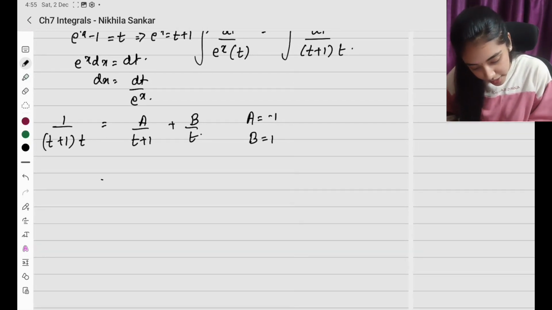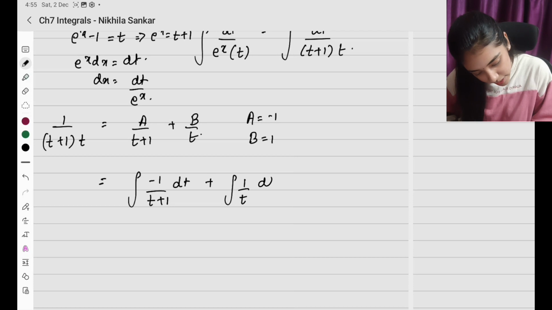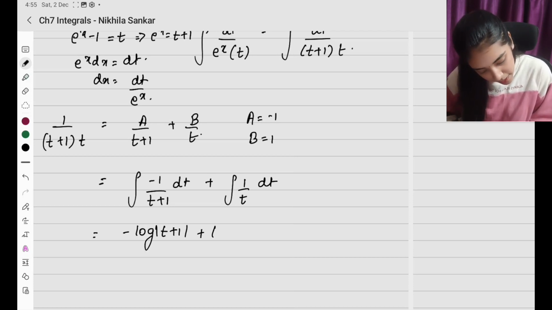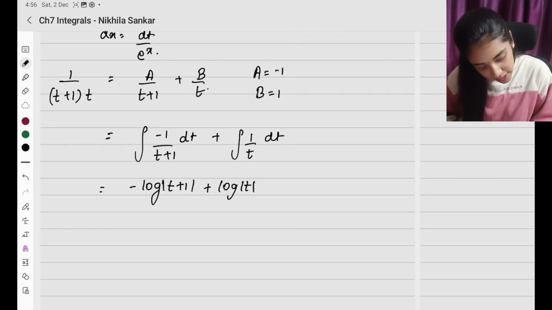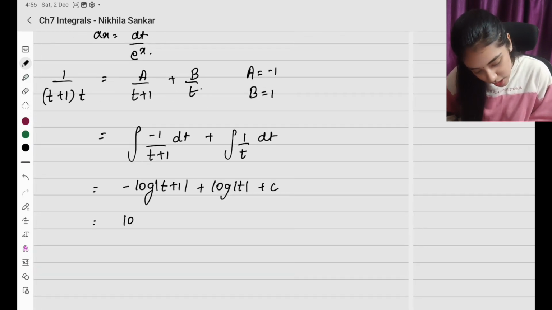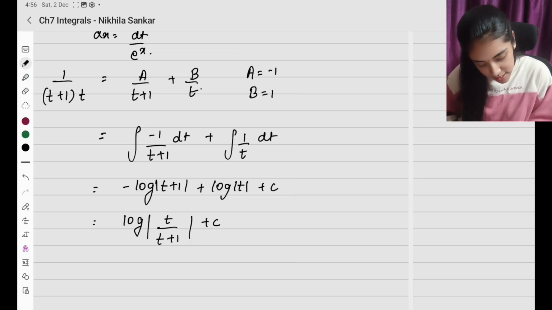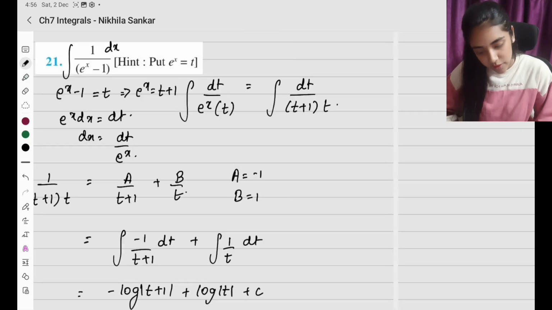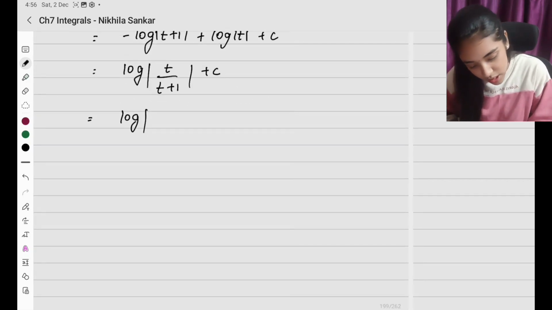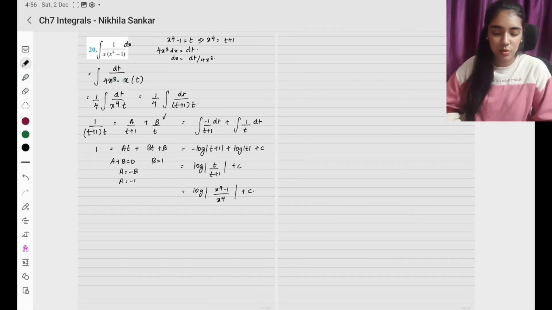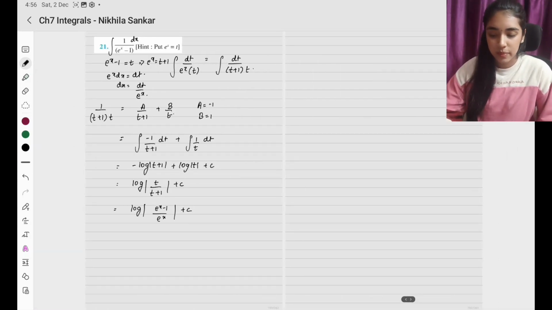So when I find the integral, I have minus 1 divided by t plus 1 dt plus 1 divided by t dt, which is minus log mod t plus 1 plus log mod t plus c, which is log of a by b. So t divided by t plus 1 plus c. Resubstituting for t, what did we substitute for t? E to the x minus 1. So e to the x minus 1, denominator e to the x plus c. Very, very similar to the previous question. Okay, please copy.